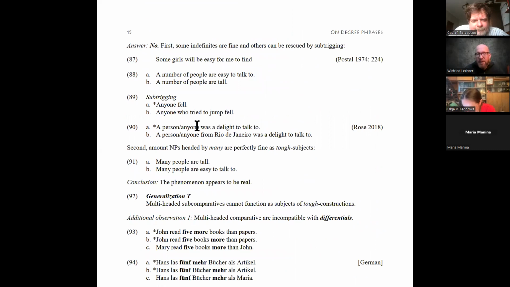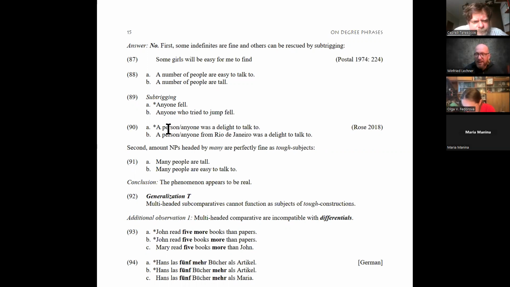Maybe it's because, like in more men than women smoke, those indefinites, these multi-head constructions violate an independent constraint on the tough construction. One of those many constraints on a tough construction is that it doesn't allow indefinite subjects. Look at 90. A person was a delight to talk to, or anyone was a delight to talk to.